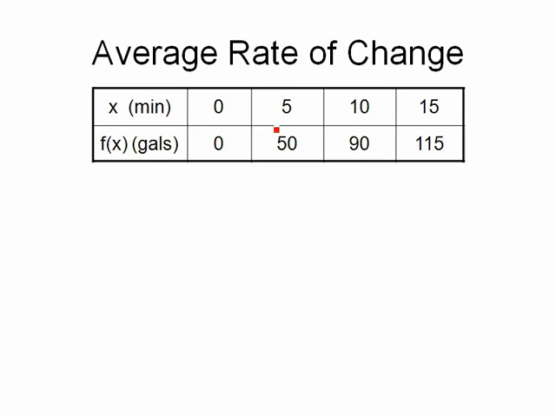Let's take a look at an example like that. In this particular example, the variable x refers to minutes. f of x refers to gallons. So at 0, we can think of a tank having leaked 0 gallons. After 5 minutes, it's leaked 50 gallons. After 10 minutes, it's leaked 90 gallons. And after 15 minutes, it's leaked 115 gallons. What we want to know is whether the leak is getting worse, and why we think it's getting worse, or not worse, as the case may be.